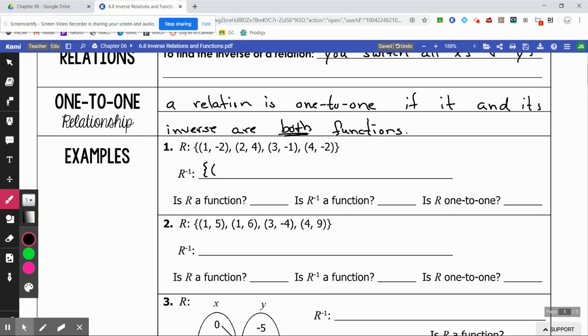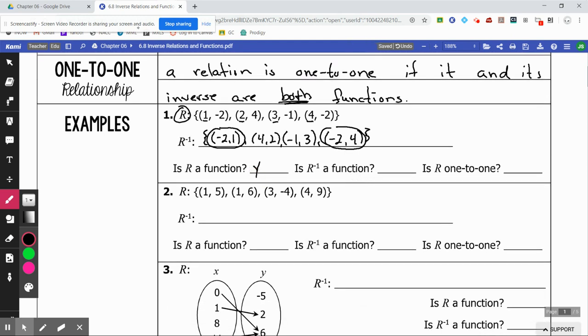For your original relation, here are your points. Then the inverse of that would be simply -2, 1, 4, 2, -1, 3, and -2, 4. Reminder, the original here is a function because each x has a unique y. There's no duplicates. However, there's a problem with the inverse. -2, 1, and -2, 4. -2 is paired with both.